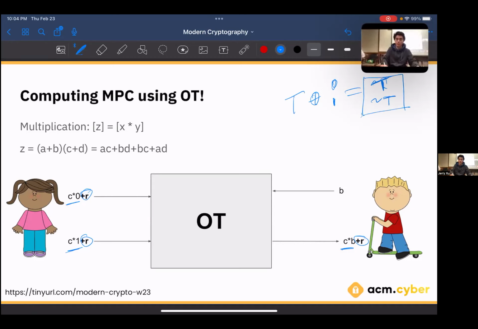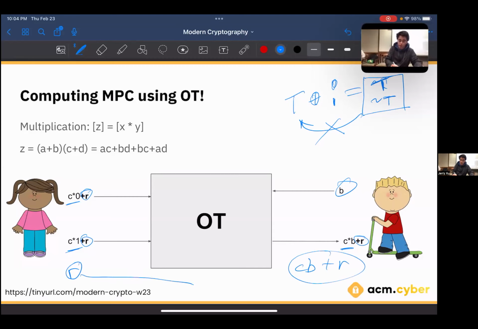So Bob really has no idea what the true result is, right? And Alice has no idea what B is because OT works. So Alice is going to hold on to this R, and Bob is going to hold on to CB plus R. And since we're working mod 2, the R's are going to cancel out when they add them back together. So we now have a secret share of CB.